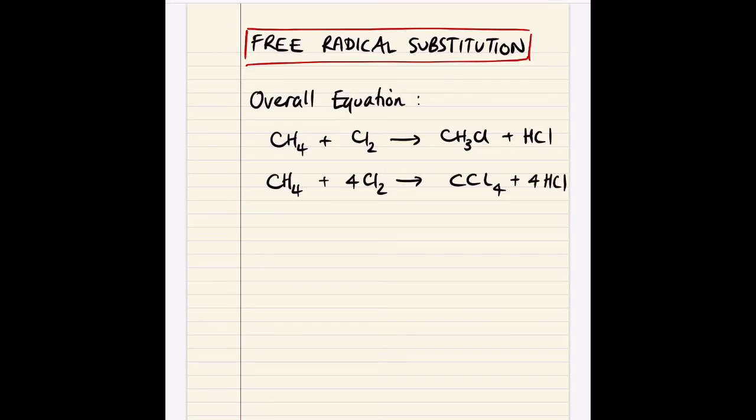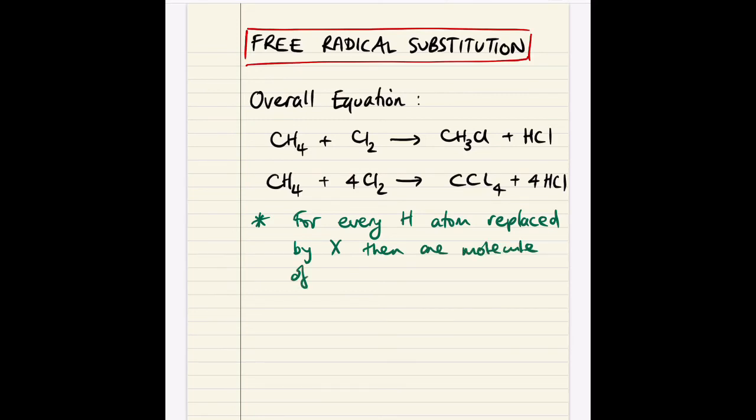So we can see a bit of a pattern building up here in terms of the number of halogen atoms that we want to add to our original alkane, and how many halogen molecules are required, and how many of the HCl, HBr, HF, etc. will be produced. And so that pattern is that for every hydrogen atom replaced by X, where X is the halogen, then 1 molecule of X2 is needed, and 1 molecule of HX will be produced.